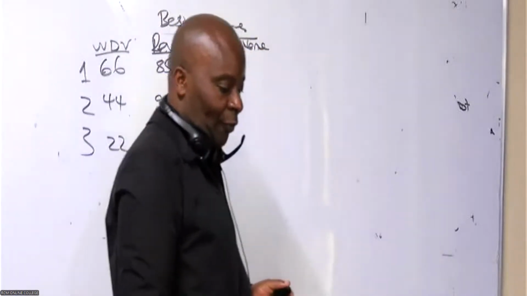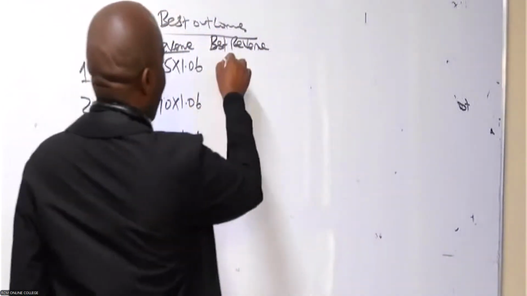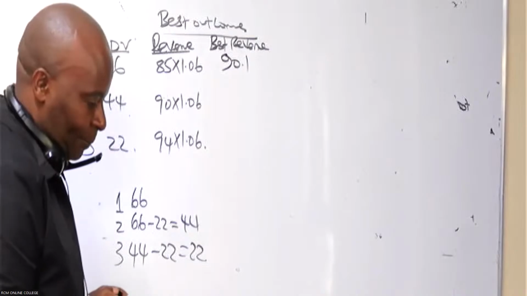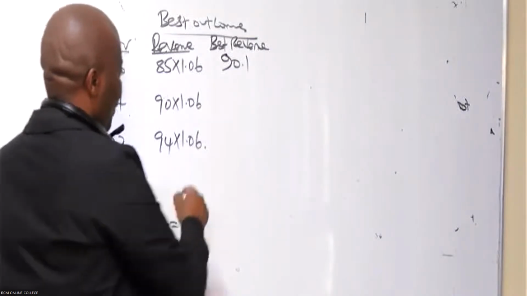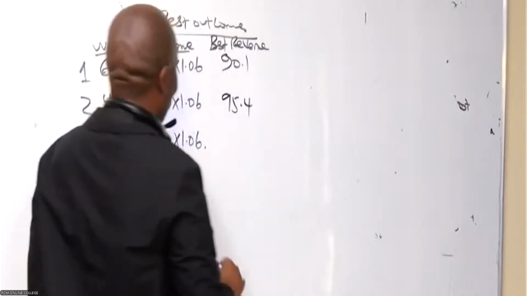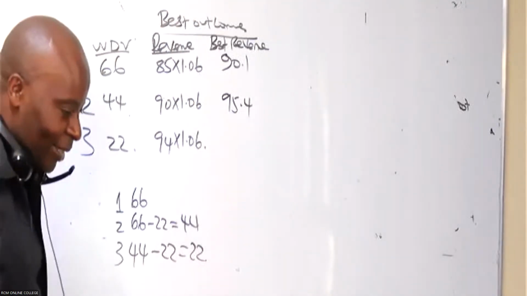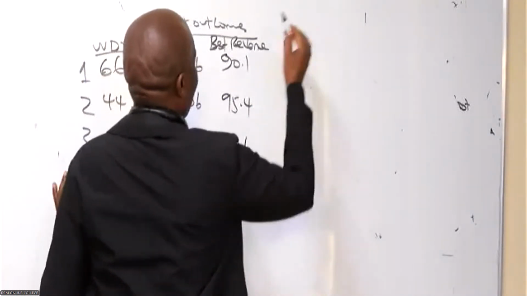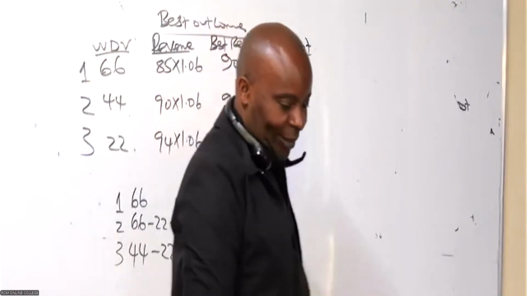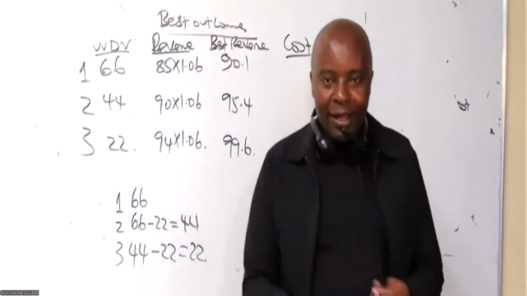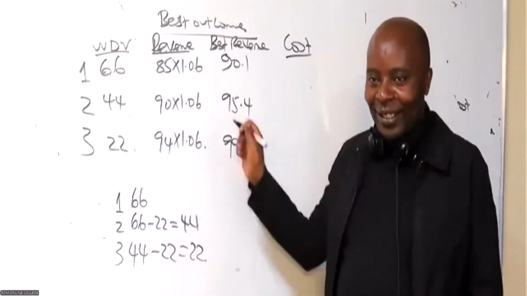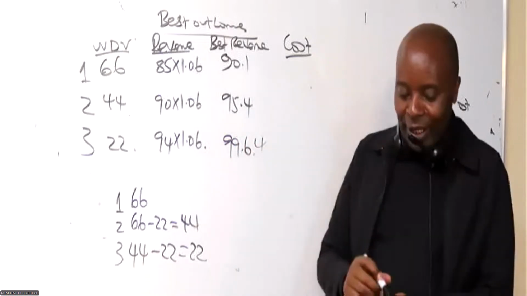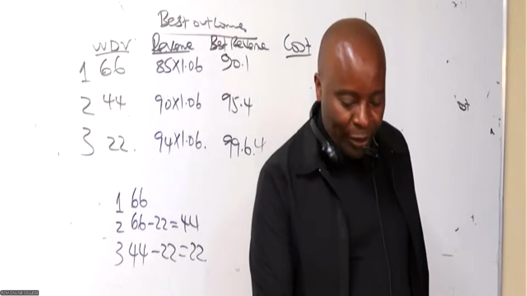All right. So the first one, I'm being given 90.1. The second one, 90.5, 95.4. Then 99.6, 99.64. Give us the costs. So what have they told us about cost?